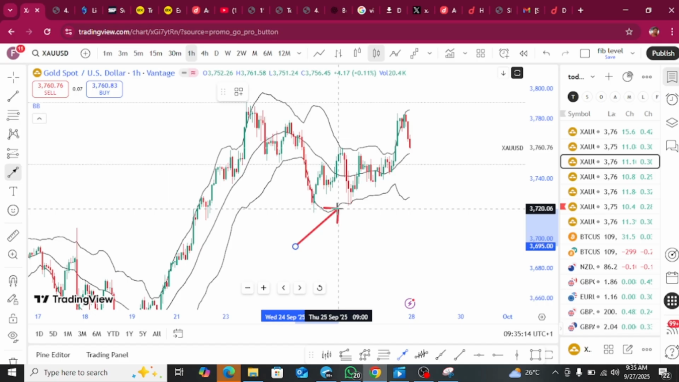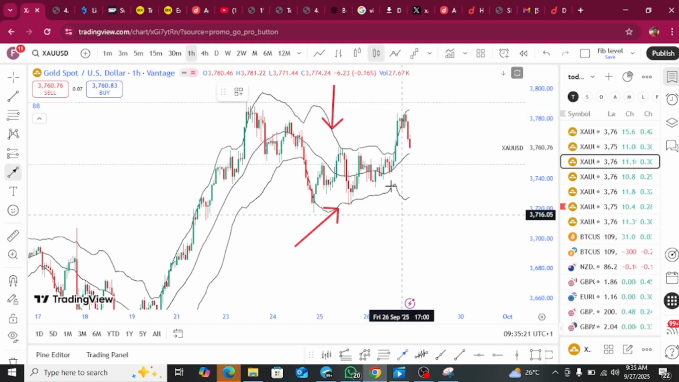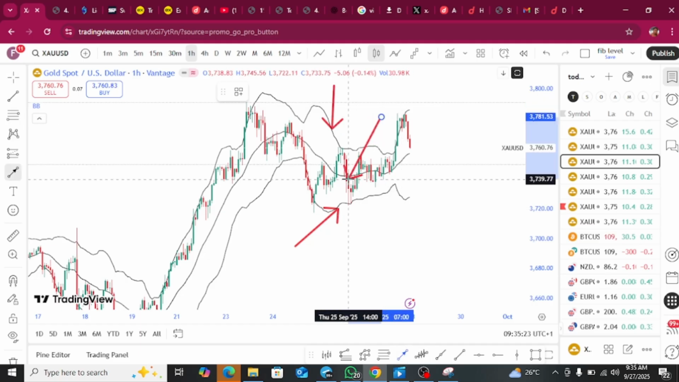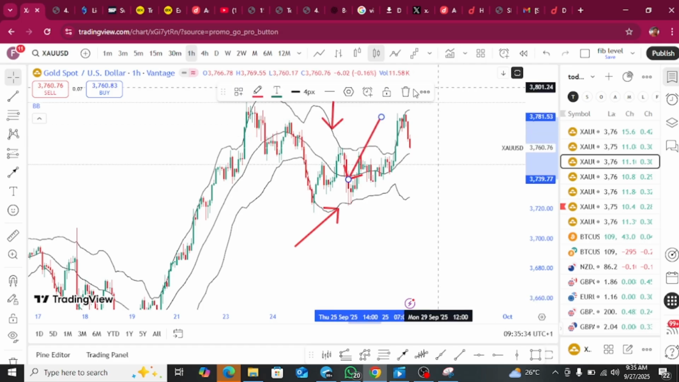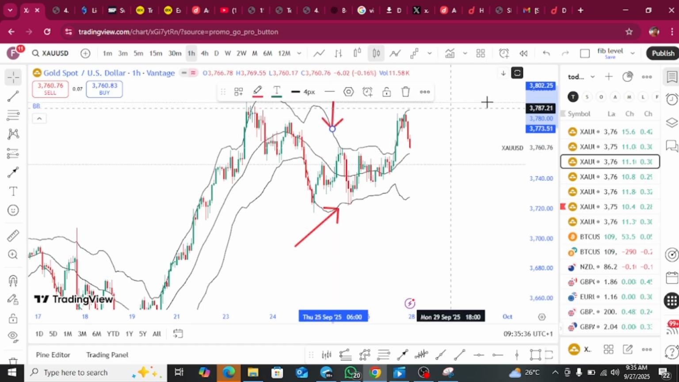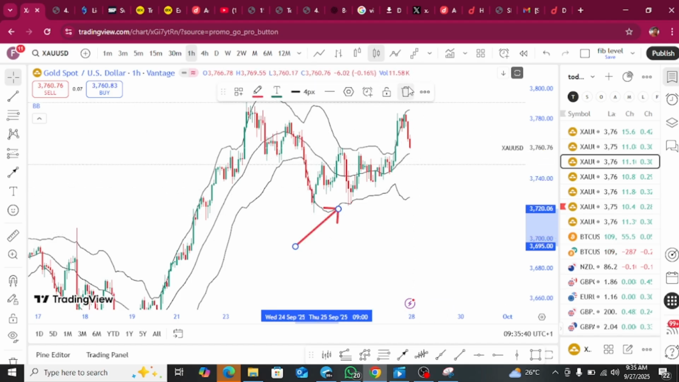This is the lower band, this is the upper band, and this is the middle band. Price does not always reject at the upper band. Imagine price getting here and then you want to sell. No, it doesn't work that way. It can kick you out. So that's how retail traders look at it, but that's not how it works.